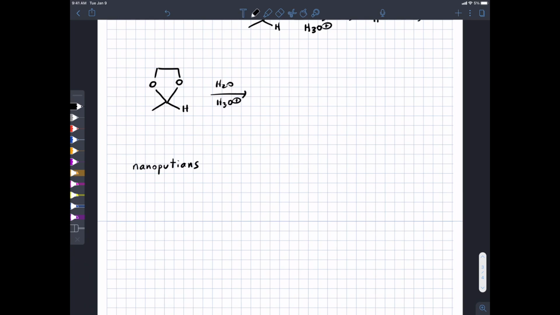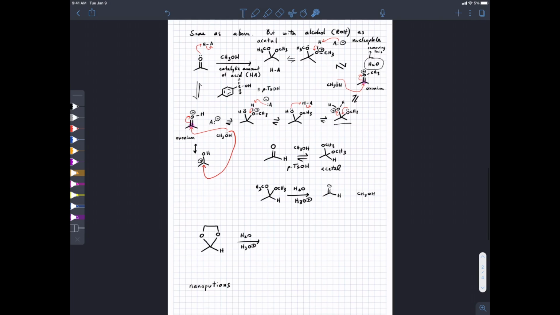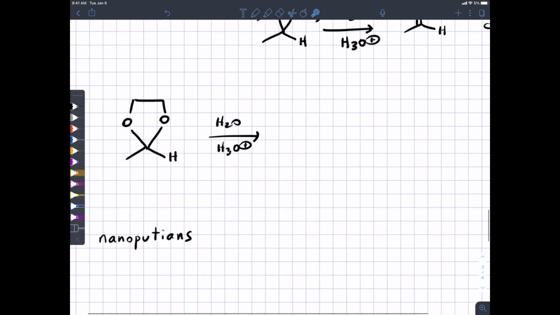All right. Look at the mechanism above. The last step for acetal formation was removing a proton from one of the alcohol groups. So in going backwards, the first step should be protonating one of those alcohol groups to turn it into a good leaving group. All right, so let's draw what that would look like afterwards.